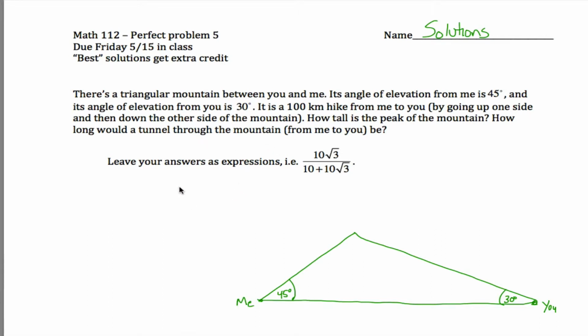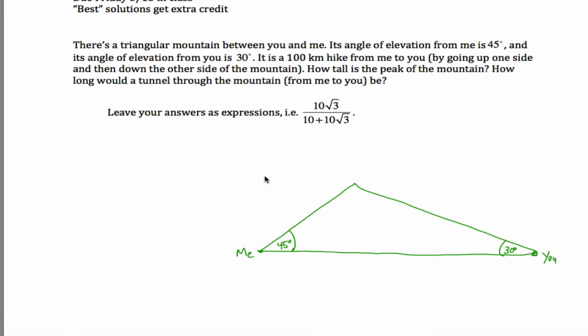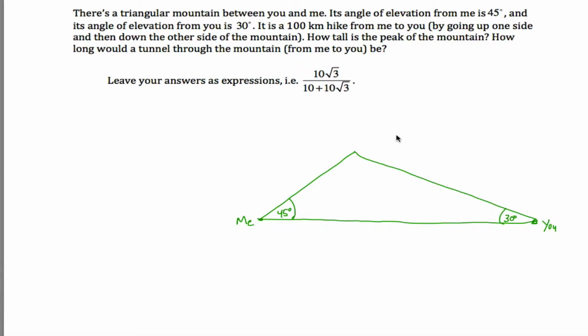Solutions for perfect problem 5 from Math 112. There's this little story problem, and so I went ahead and drew a picture because I'm kind of a visual person, that we have this triangular mountain. I don't know if that makes sense that we'd have a two-dimensional mountain, but whatever. A triangular mountain, it's between you and me, so here's me, here's you.